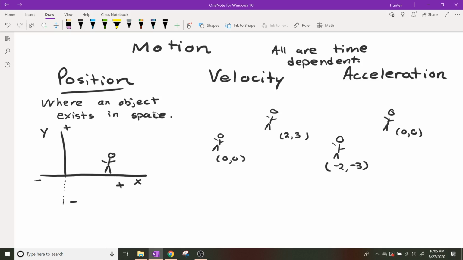Okay. Also, the position can be a vector. Ooh, I lied to you. I'm sorry. Not position. If you want to make it a vector, it has a new word. That word is called displacement.